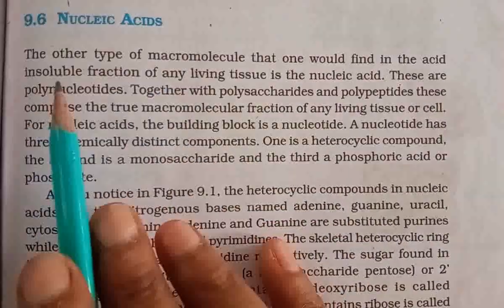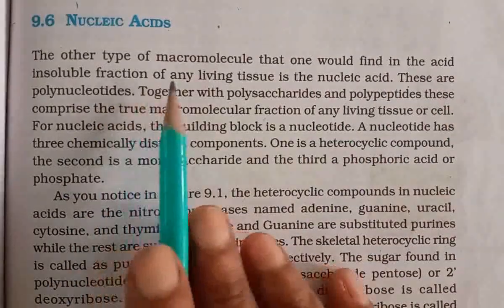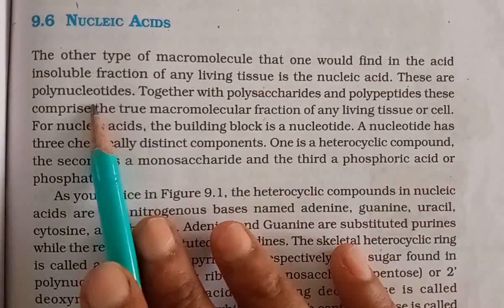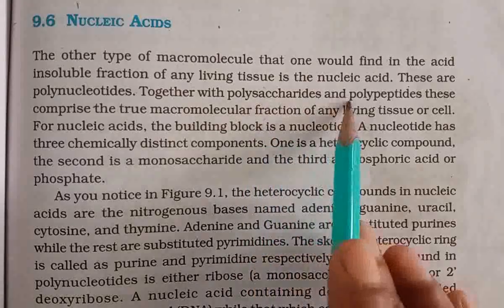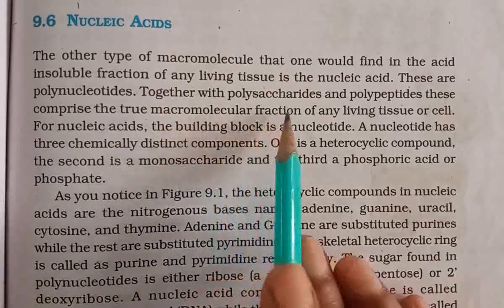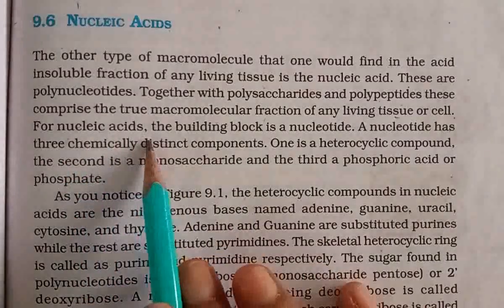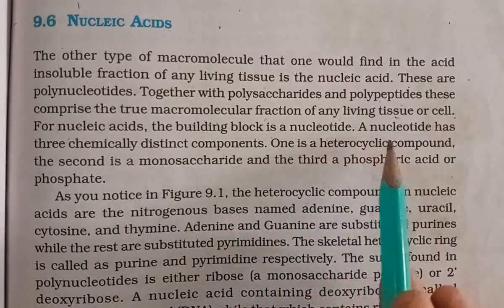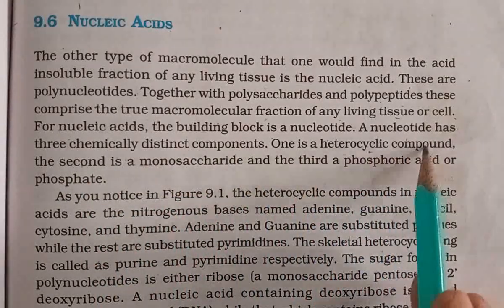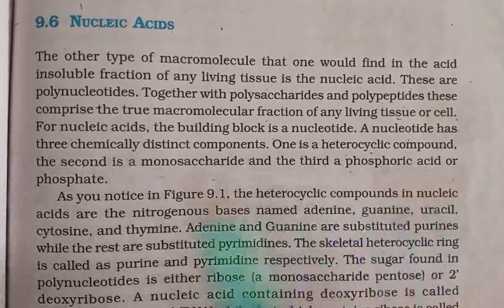Nucleic acids. The other type of macromolecules that one would find in the acid insoluble fraction of any living tissue is the nucleic acid. These are polynucleotides. Together with polysaccharides and polypeptides, these comprise the true macromolecular fraction of any living tissue or cell. For nucleic acids, the building block is a nucleotide. A nucleotide has three chemically distinct components. One is a heterocyclic compound, the second is a monosaccharide, and the third is phosphoric acid or phosphate.